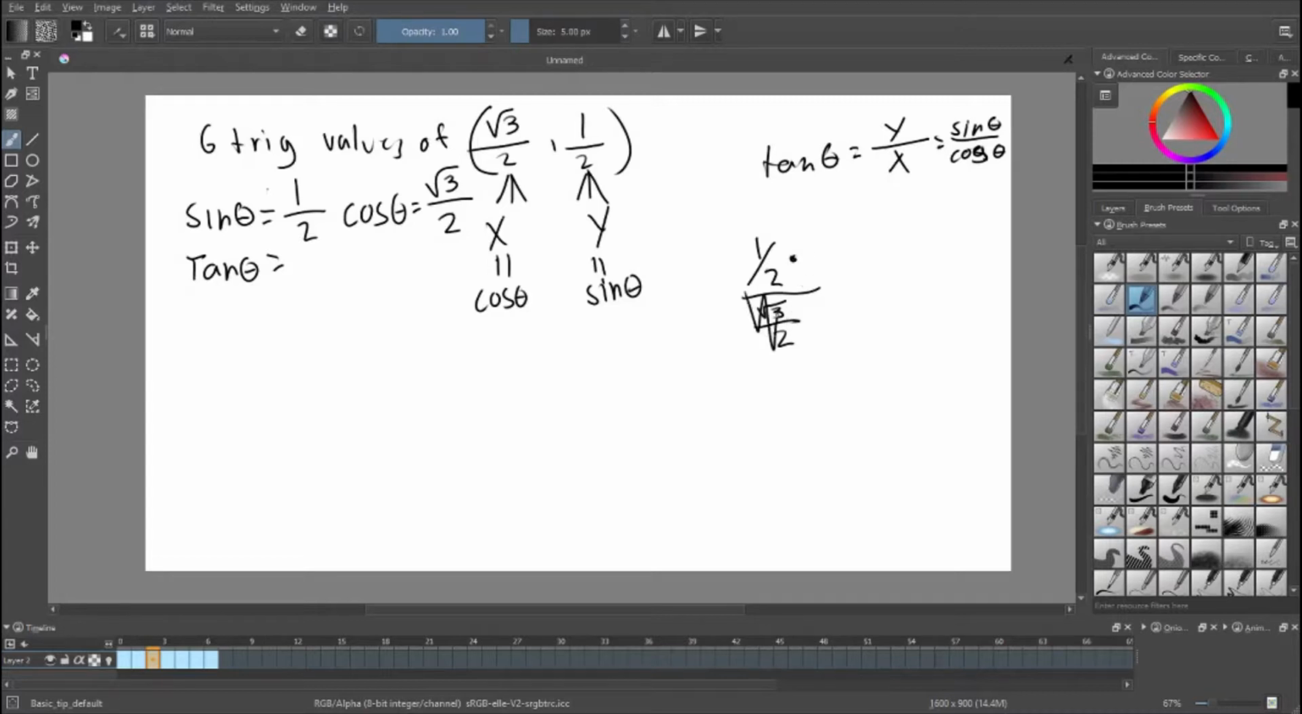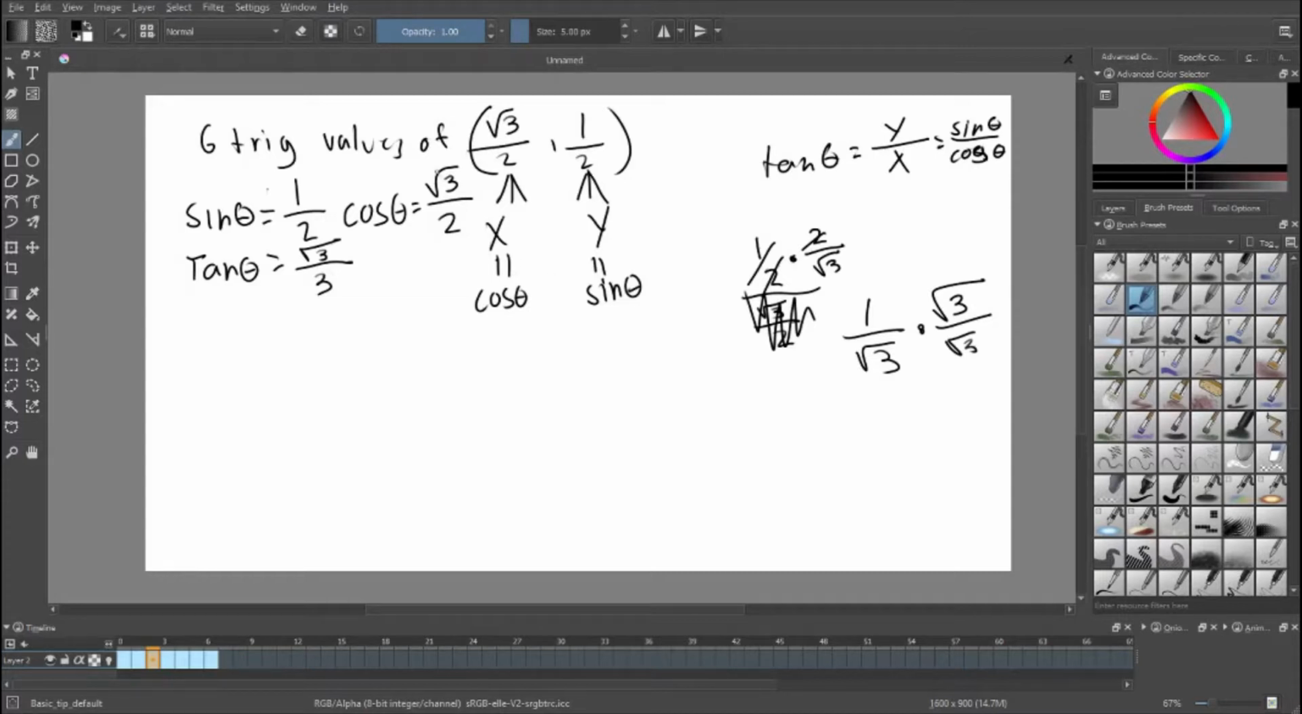So I'm just gonna scratch this out. I'm gonna multiply by the reciprocal. So square root of 3 and 2. So the 2's cancel out and you're left with 1 over square root of 3. That is your tangent value, but we still need to rationalize it by multiplying it by essentially 1, which is square root of 3 over square root of 3. So that would make it square root of 3 over 3.